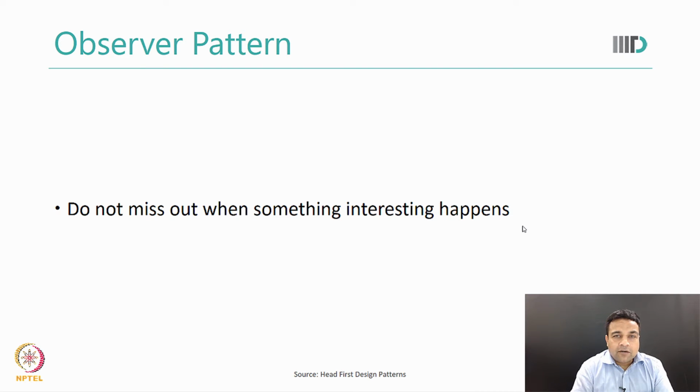The observer pattern is based on a simple premise that one should not miss out when something interesting happens. For example, if you are subscribing to a news item or a newspaper, you would not like to miss out when a new news item is published. Or if you are subscribing to a weather station, you will not like to miss out if a weather update has been done. The observer pattern in Java enables that.